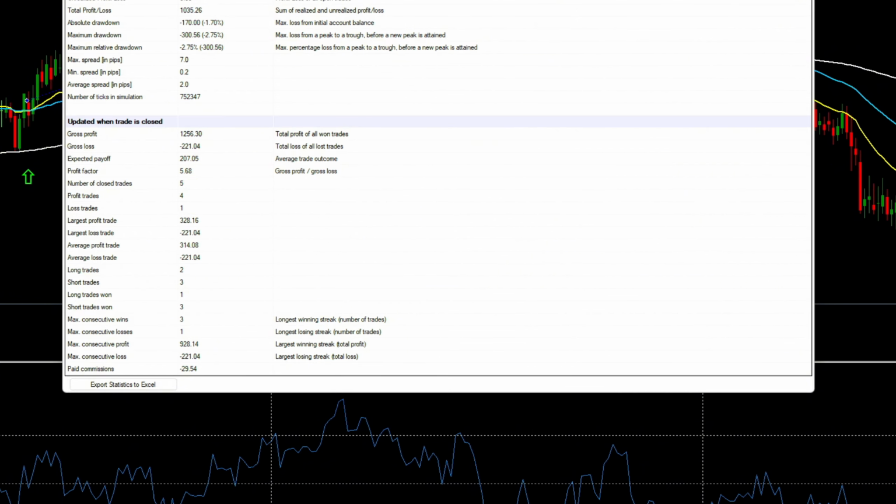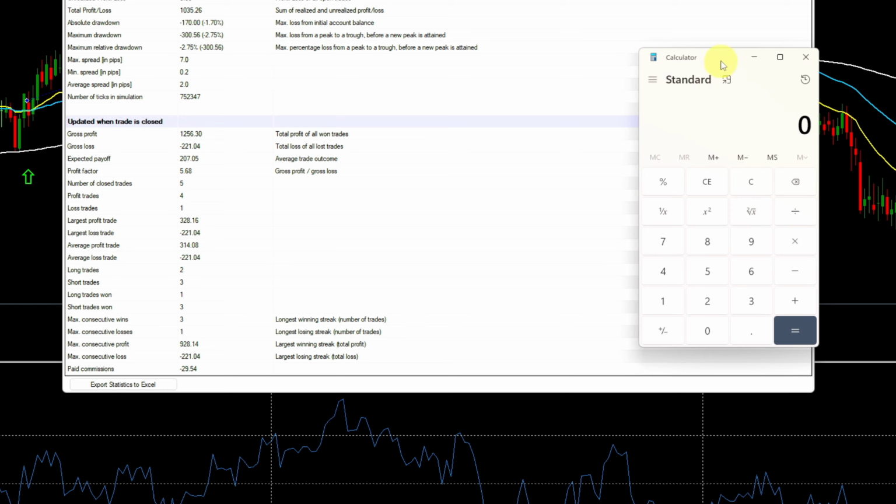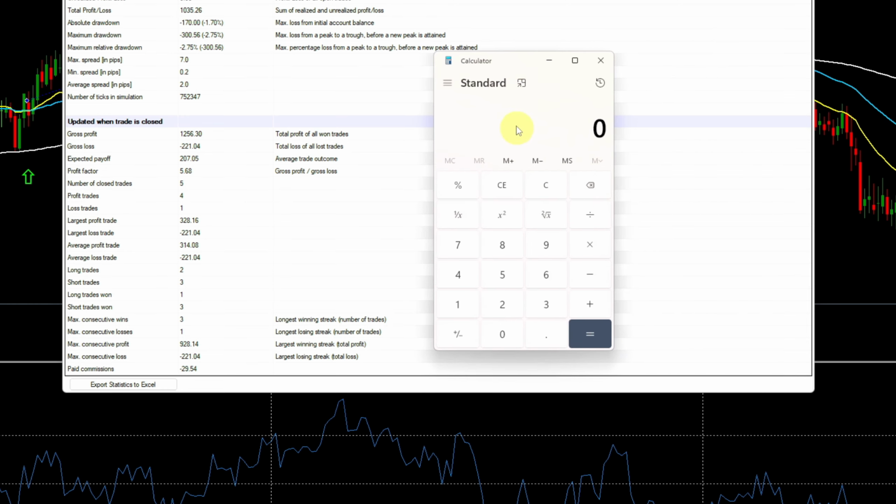So let's pull up the calculator and have a look to see what the actual win rate is on that one. I think that works out at around 75 or 80%. So we get 4 divided by 5 times 100, and yeah, that's an 80% win rate.